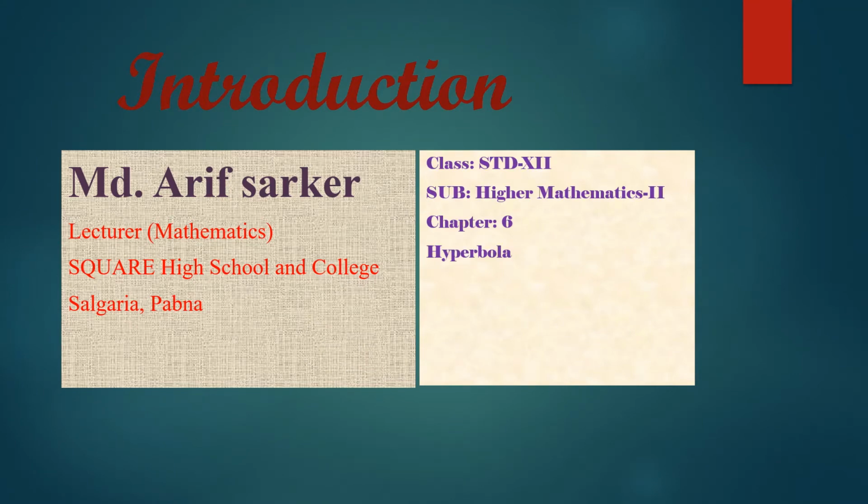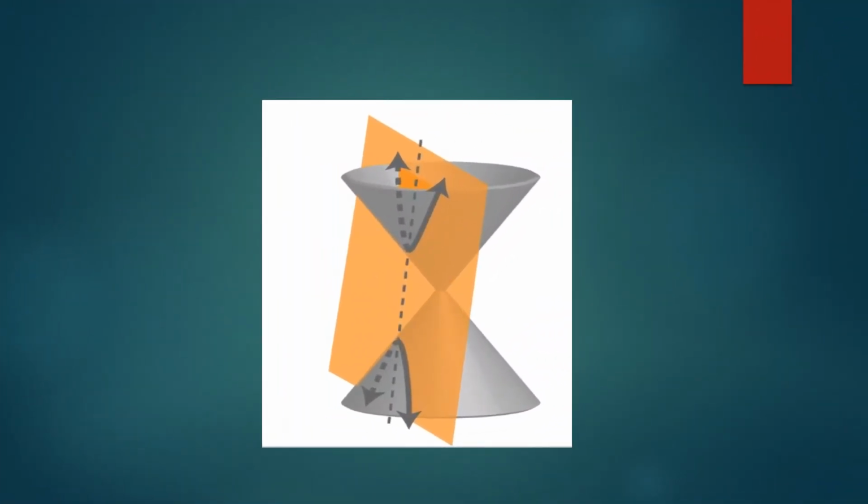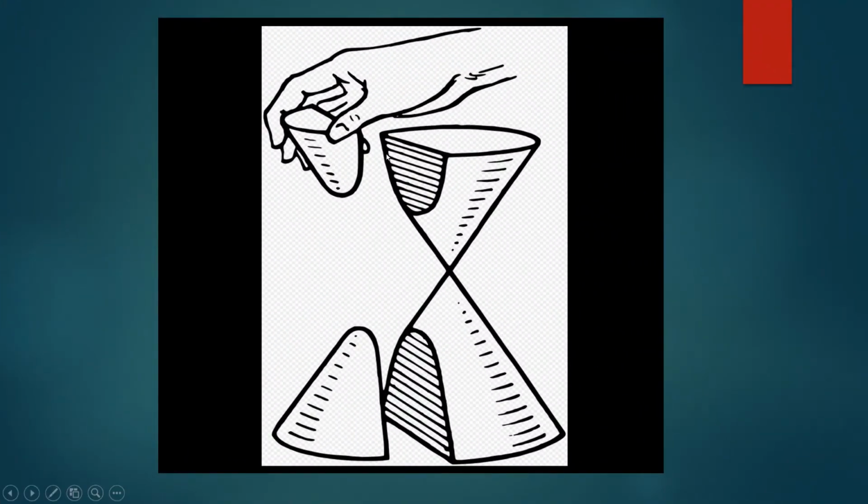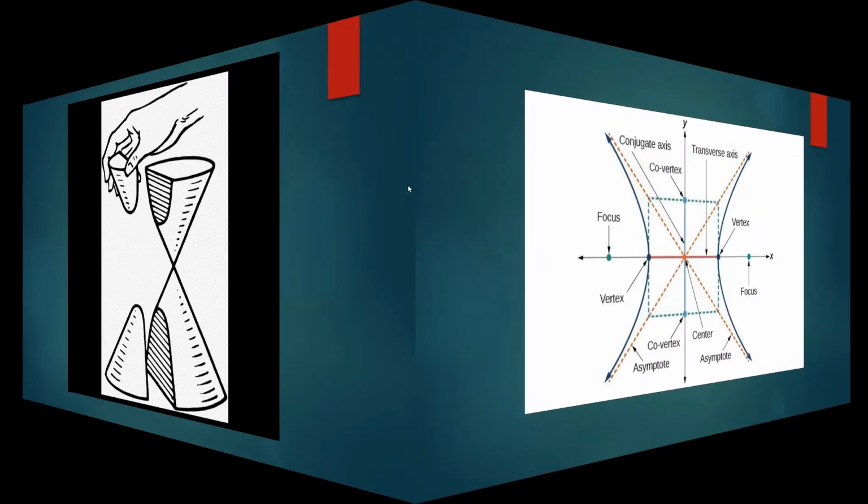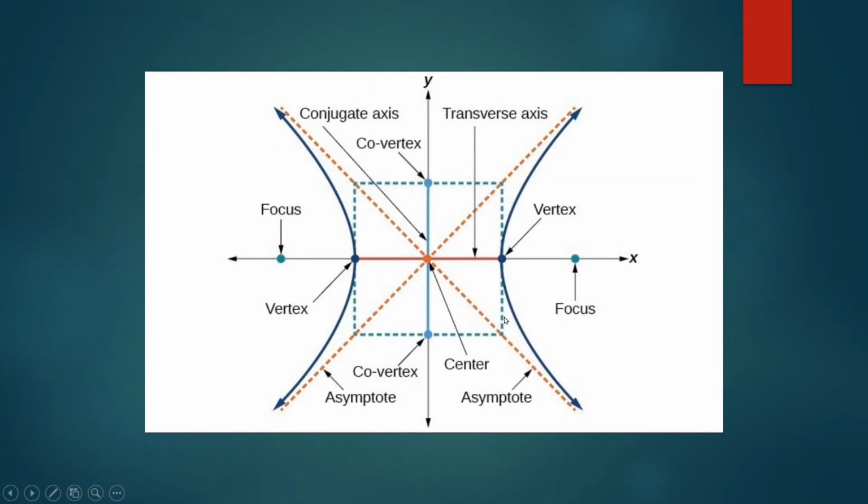In this class, I am going to discuss hyperbola. Look at the screen. Here you can see two right circular cones cut by a plane. If two right circular cones are cut by a plane, then you get this type of shape, and this shape is known as hyperbola.